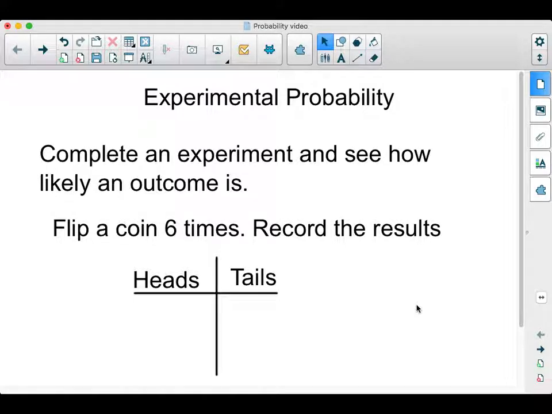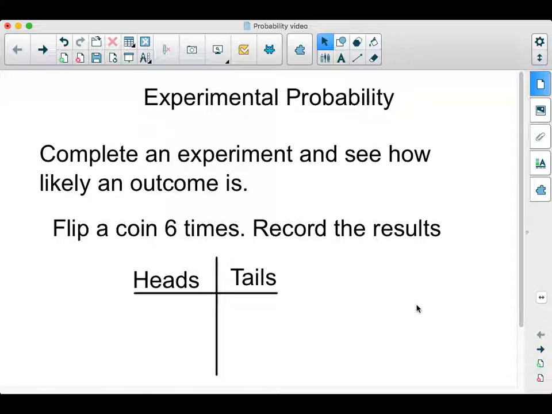Math with McComish, we're going to talk about experimental probability. So it is kind of what it sounds like. We're going to do an experiment and find out what the probability is. I'm going to do an example. I'm going to flip a coin 6 times and I'm going to record what happens.